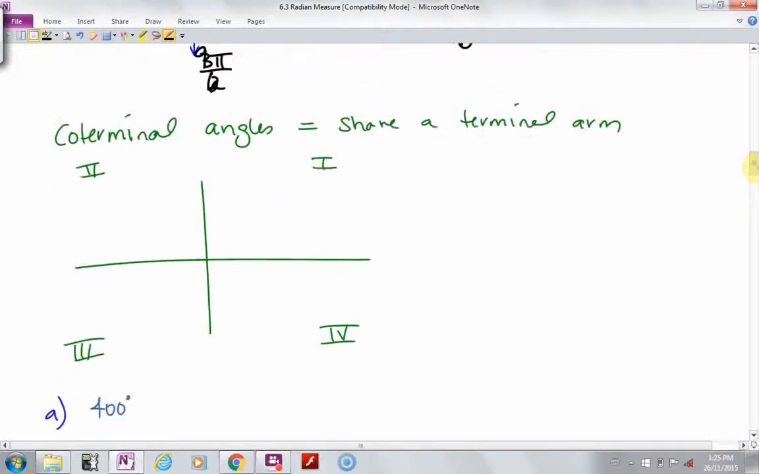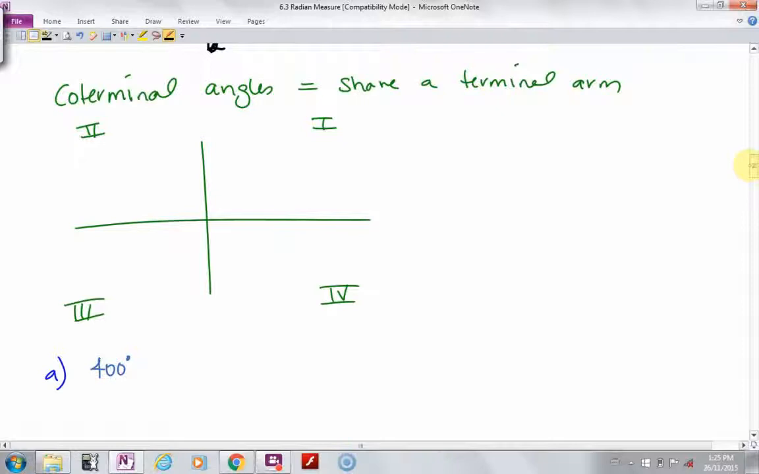So, coterminal angles. Coterminal angles work exactly the same way in radian measure as they do in degree measure. If we have an angle like 110 degrees, what quadrant is 110 degrees, Joel?